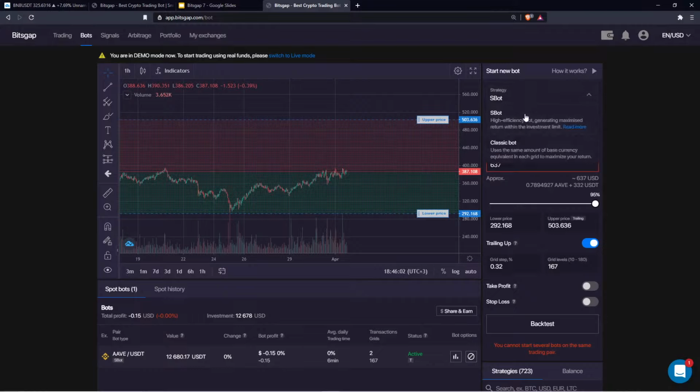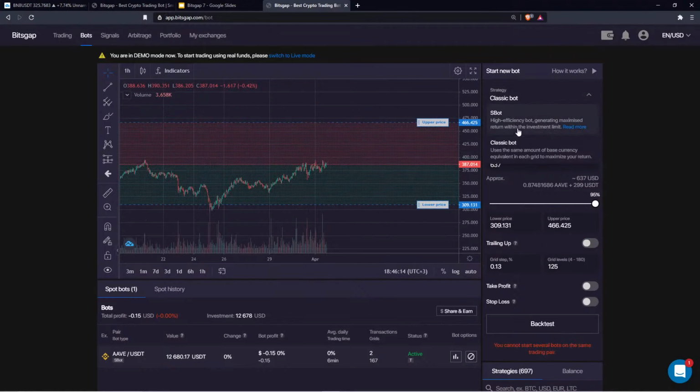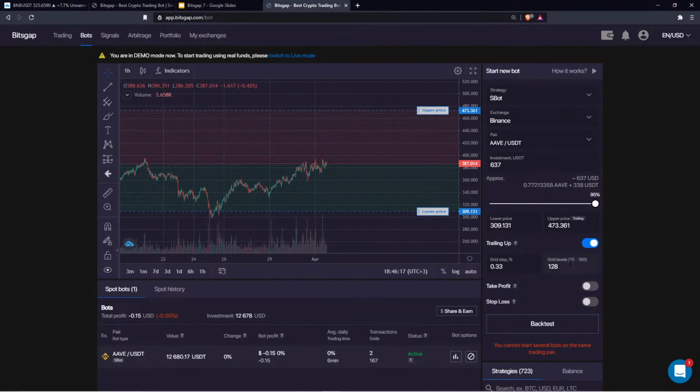I mean, the only thing that makes them different is how they distribute your investments and how they buy and sell crypto. But basically they look the same. You see sell limit orders, buy limit orders. You see literally just nothing changes here. Okay, you also have these grid levels for both this S bot and the classic bot. I mean, the only difference is in the investment distribution, and sometimes the way classic bot distributes your investments works better, and sometimes the way the S bot proportionately distributes your investment works better than the classic.